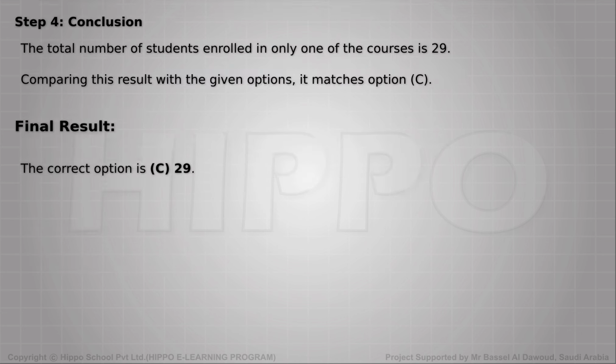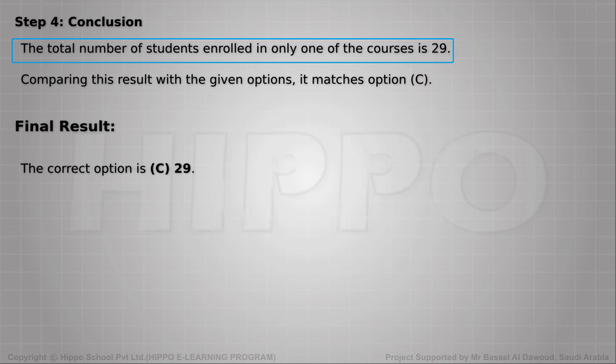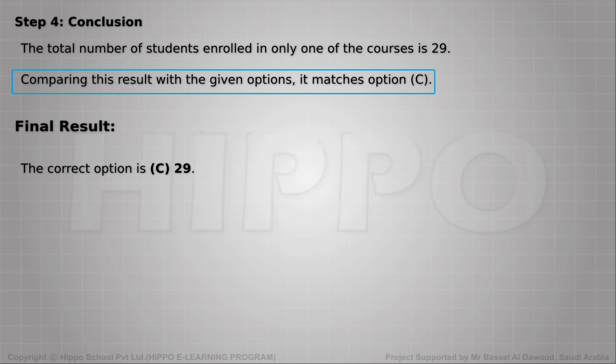So let's wrap this up. Our calculation shows that 29 students are enrolled in exactly one of the two courses. Now we look back at the multiple choice options we were given at the start. Option A is 43, B is 36, C is 29, and D is 28. Our result, 29, perfectly matches option C, and that's our final answer. The correct option is C, 29.